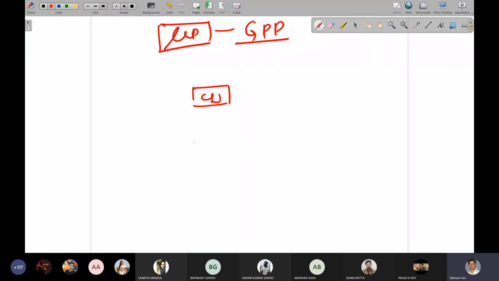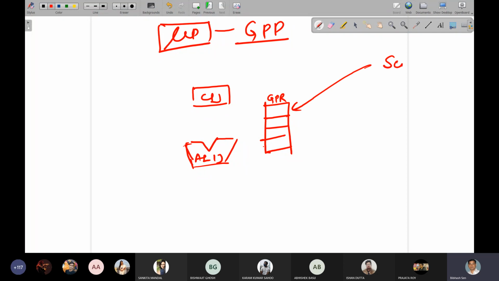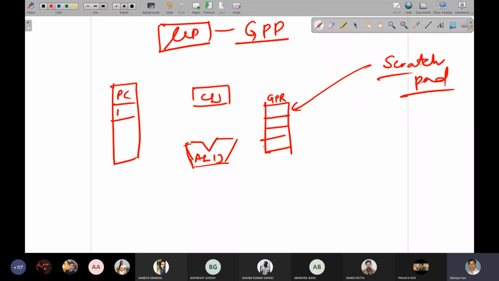Then you will find an ALU, arithmetic logic operation. I'm writing ALU. And you will find a corresponding register set. I am saying GPR, or you can say this is the scratch pad. And finally, you will find some special purpose registers, that is PC, IR, or maybe status flag or zero flag, in this way. Some special purpose registers.